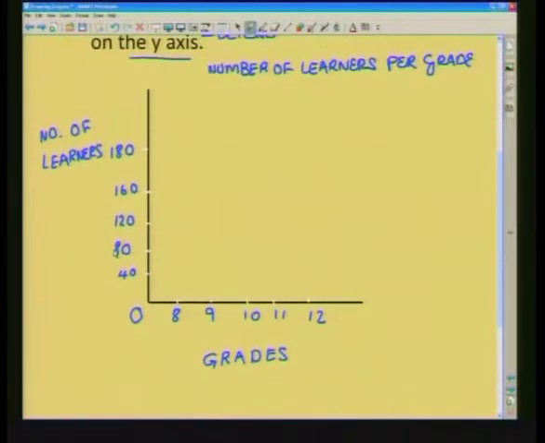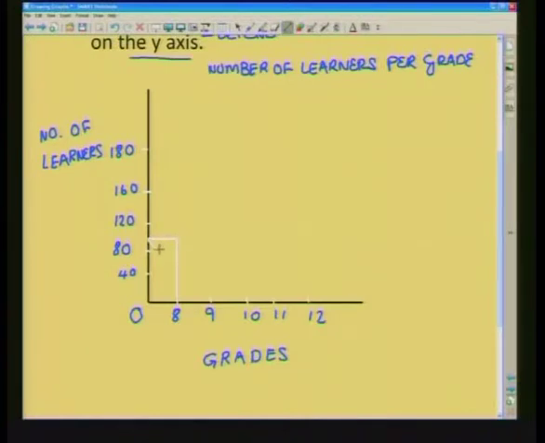All right, so what I've decided is to use a scale of 40 on the y-axis, and we can then plot the points that we are given. We are told that in grade 8, we have 100 learners. So to plot the point, all you do is from the grade 8, you're going to go up, and you're going to look at the point of intersection of 8 and 100 on the y-axis.